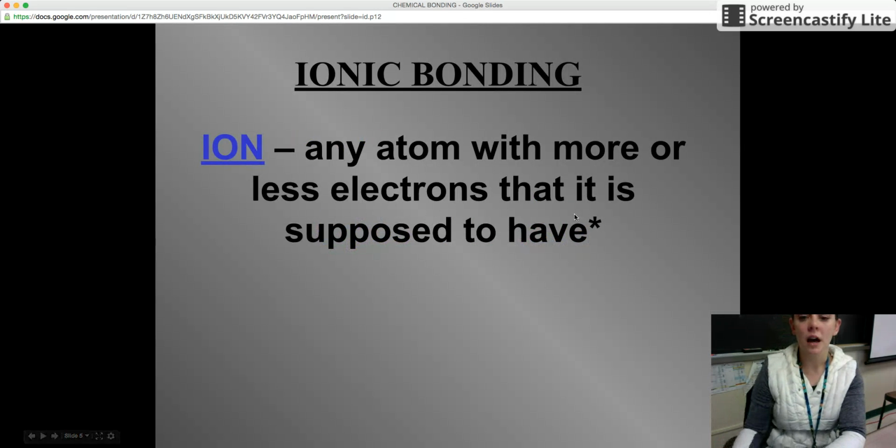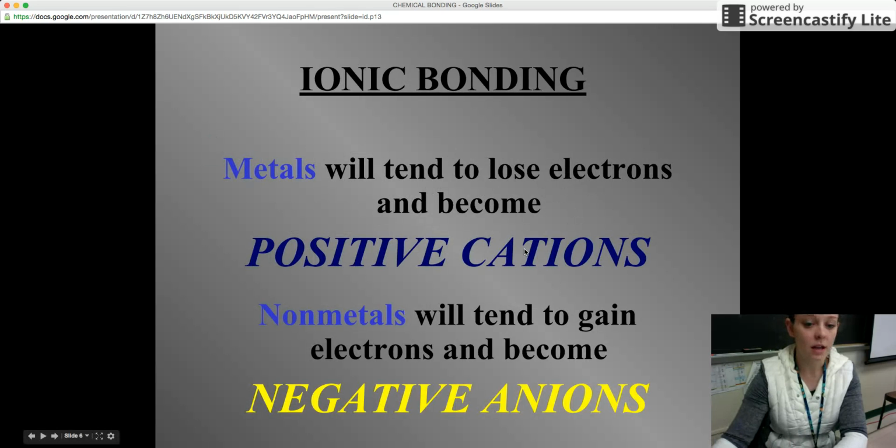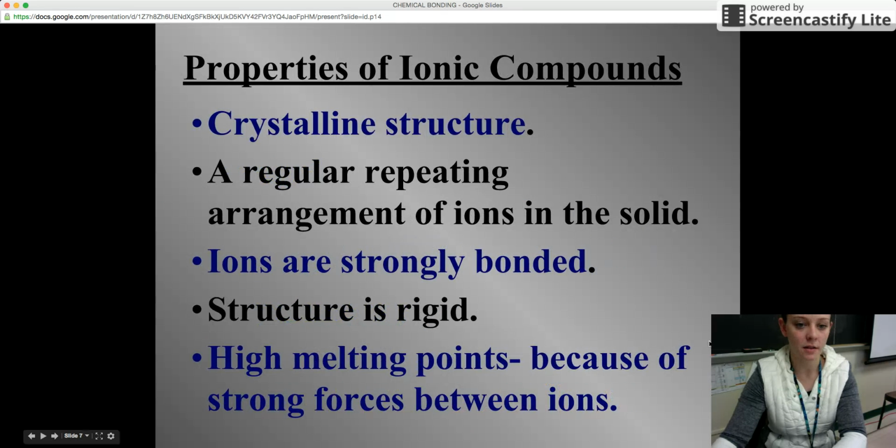An ion is any atom that has more or fewer electrons than normal. We've already talked about ions, so that shouldn't be anything new to you, but if you need to refresh that, make sure you do so because it's going to become very important for this next unit. Again, as we said a couple slides ago, metals tend to lose electrons and become cations, and nonmetals will become anions.